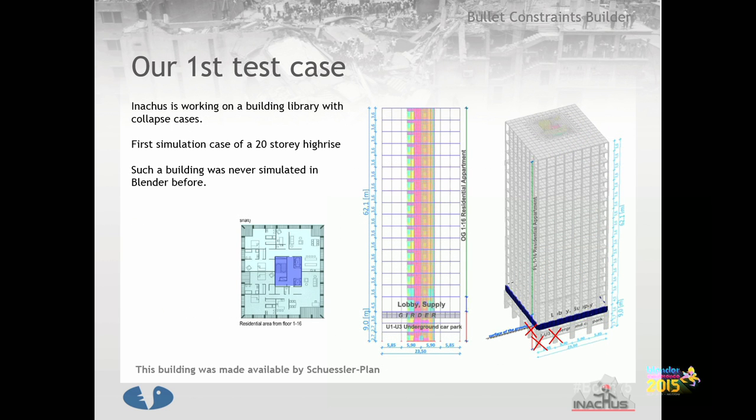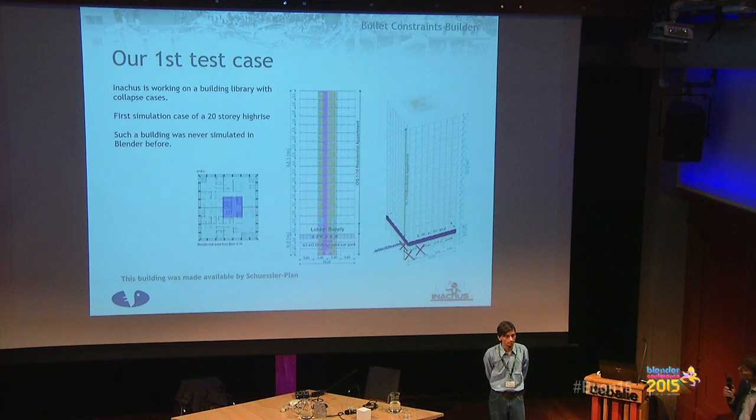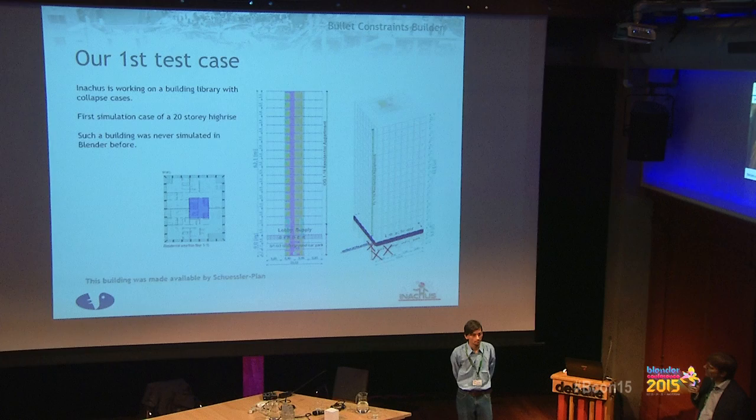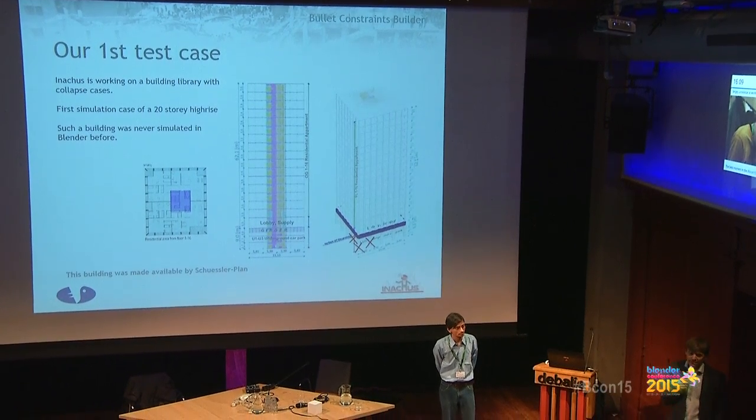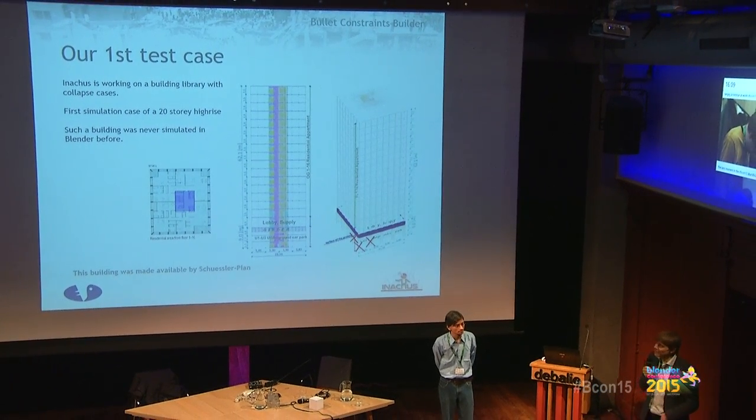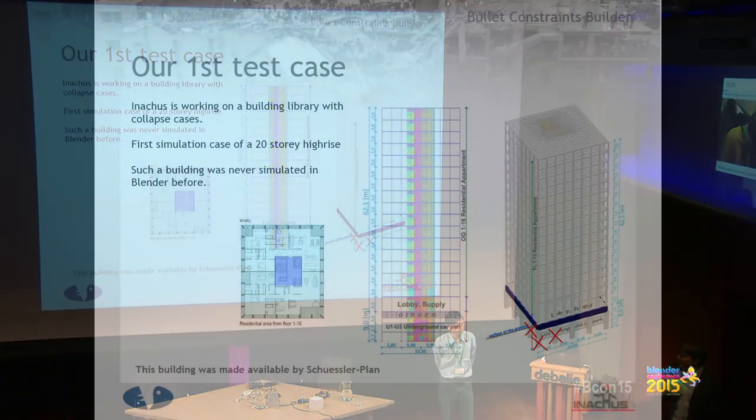So, within this Inacus project, we are simulating a range of buildings. That's the aim, to create a kind of building catalog. So you can refer to a certain kind of building, look at this simulation, and then get some kind of conclusion how this kind of building will react in similar circumstances. This is our first simulation case. It's a high-rise building with 20 stories. And this is something that Blender, I think you agree, is not able to simulate physically correctly at the moment.